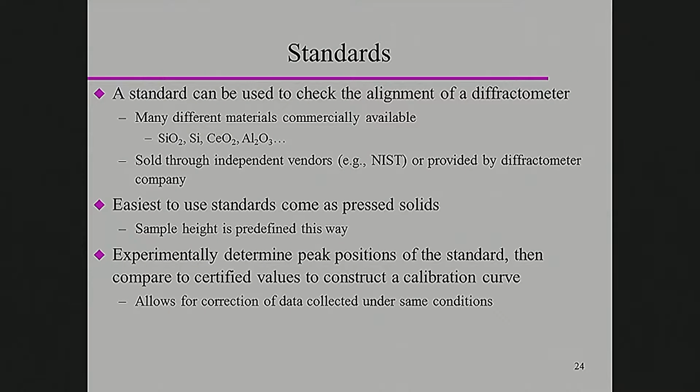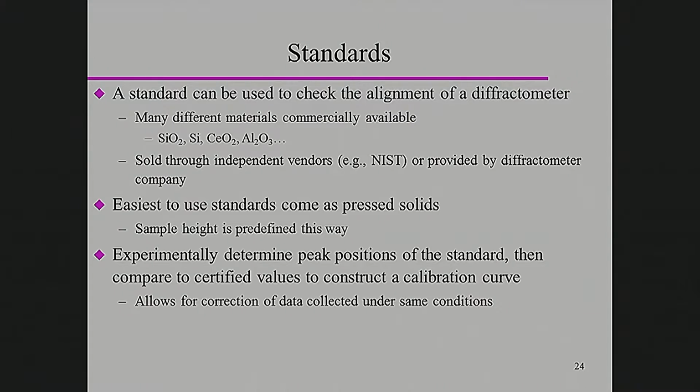Well, you could use a standard to check the alignment of a diffractometer. And many of them are commercially available: quartz, silicon, ceria, alumina. NIST provides quite a few of them. The diffractometer vendor may have given you one with the instrument. The easiest to use ones come as pressed solids. So you have no sample prep. You just stick it in the diffractometer.